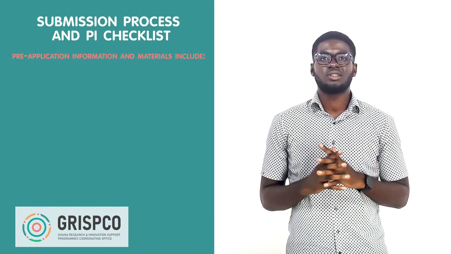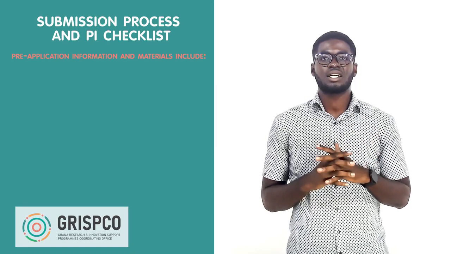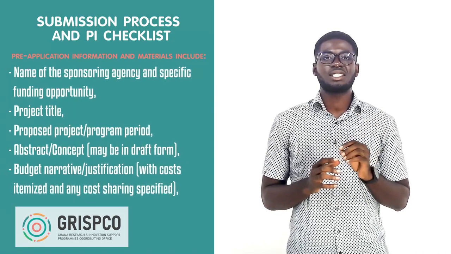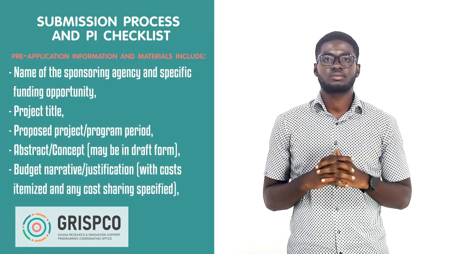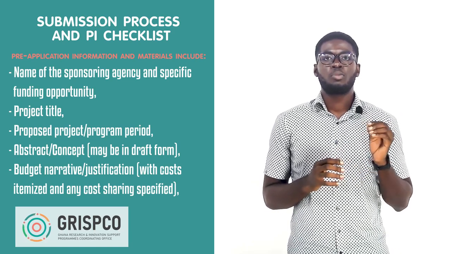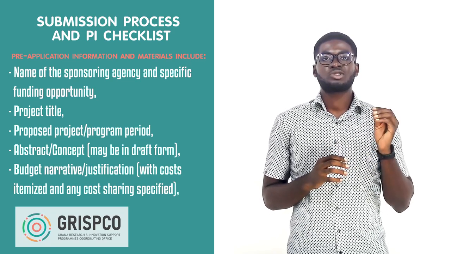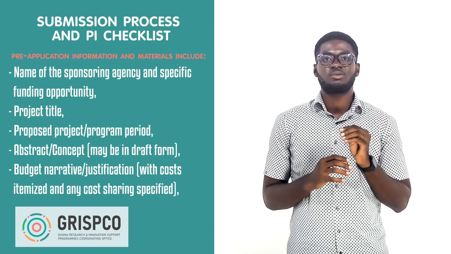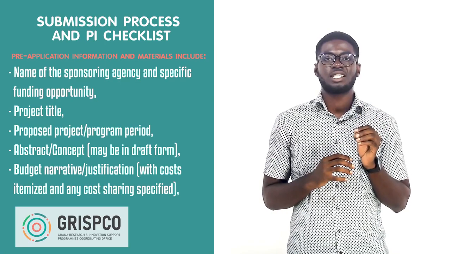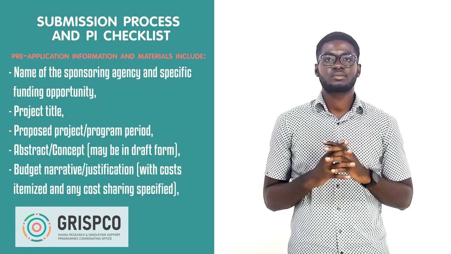Pre-application information and materials also to be provided at least 10 business days before sponsor deadline. Include name of sponsoring agency and specific funding opportunity. Project title. Proposed project and program period. Abstract or concept, it may be in a draft form. Budget narrative or justification, with costs itemized and any cost sharing specified.